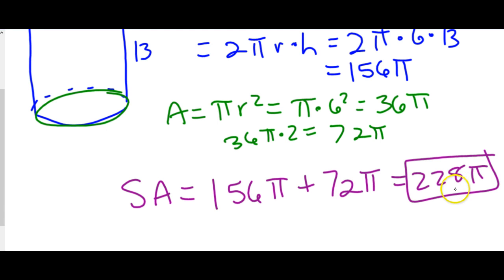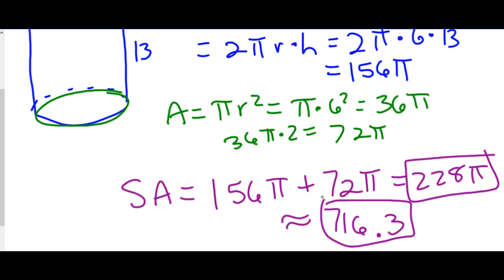They may also ask you to estimate the answer. So they may ask you to do 228 times 3.14, which would give us 716.3. So it depends on how they ask it. You may stop at 228 pi, or you may approximate it as a decimal and get 716.3. So that ends our discussion on surface area of prisms and cylinders.